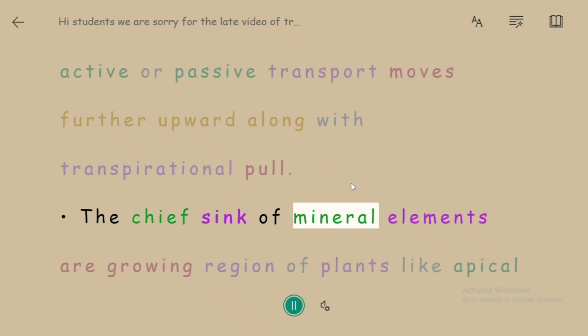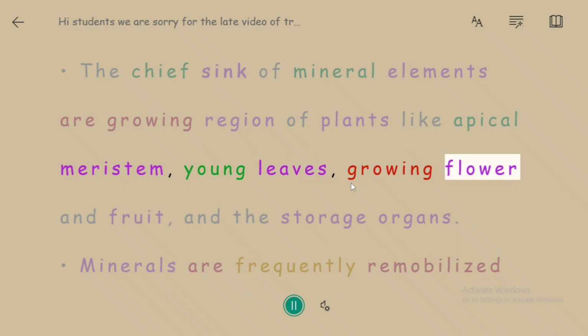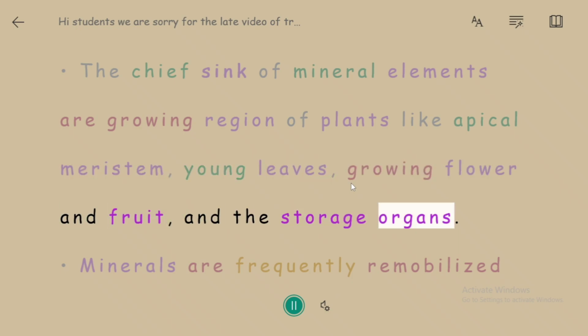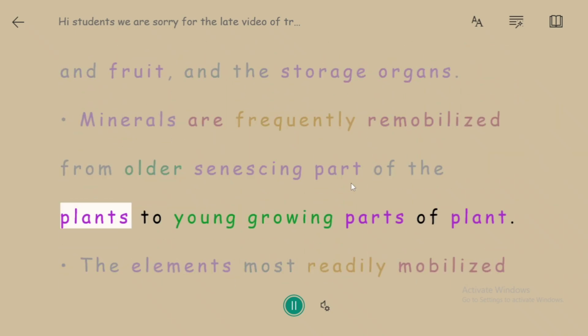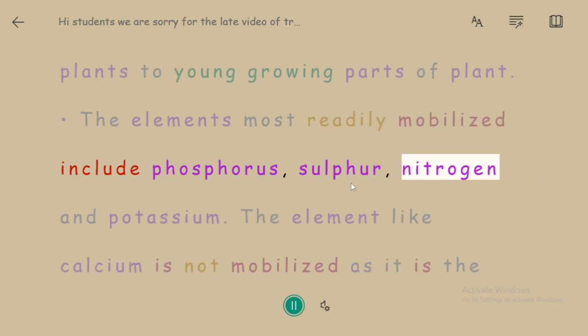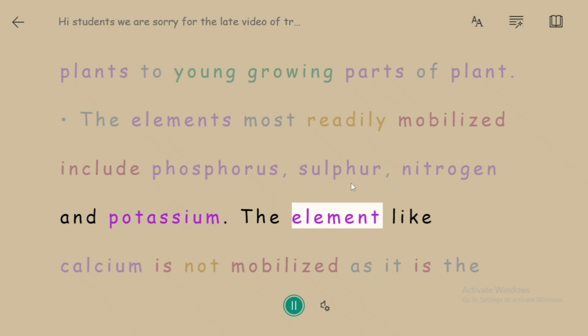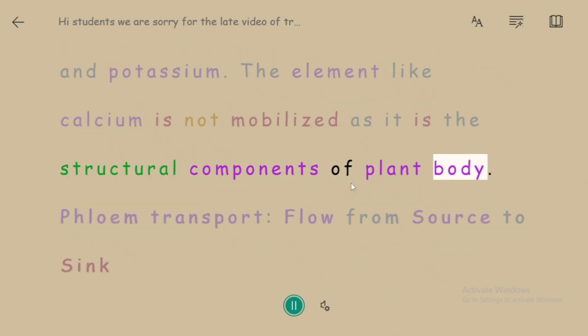The chief sinks of mineral elements are growing regions of plants like the apical meristem, young leaves, growing flowers and fruits, and the storage organs. Minerals are frequently remobilized from older senescing parts of the plants to young growing parts of the plant. The elements most readily mobilized include phosphorus, sulfur, nitrogen, and potassium. An element like calcium is not mobilized as it is a structural component of the plant body.